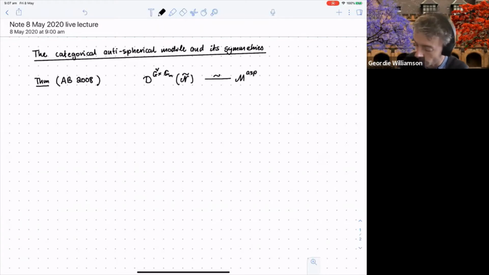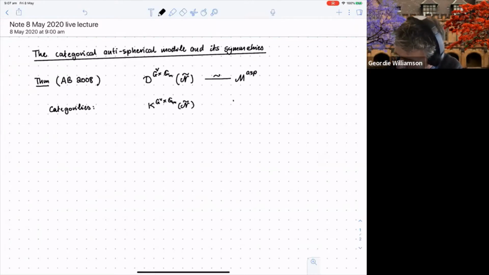the categorical anti-spherical module, and this categorifies the statement that the G check times GM equivariant K theory of the Springer resolution. Sorry, I think I said Steinberg variety before, I meant Springer resolution, is the same thing as the so-called anti-spherical module for the affine Hecke algebra, which is this induced module.